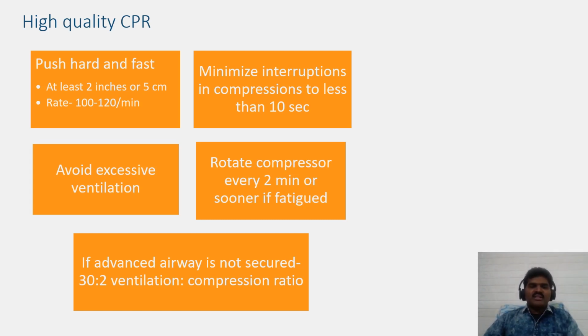If an advanced airway is not secured, a 30:2 compression to ventilation ratio has to be followed. In giving ventilations, do not overventilate. One breath has to be given over a period of 1 second, 1 second pause, and then you give the second breath over 1 second and immediately resume CPR.